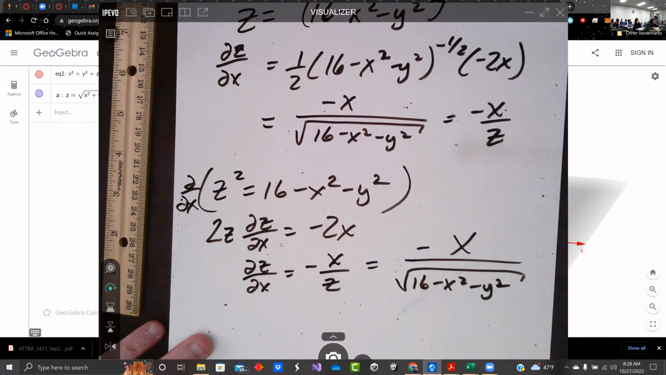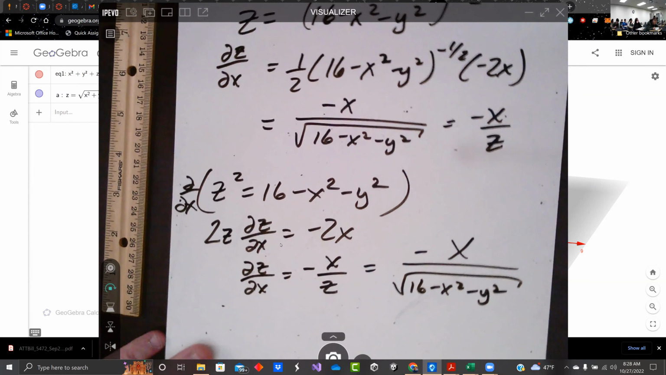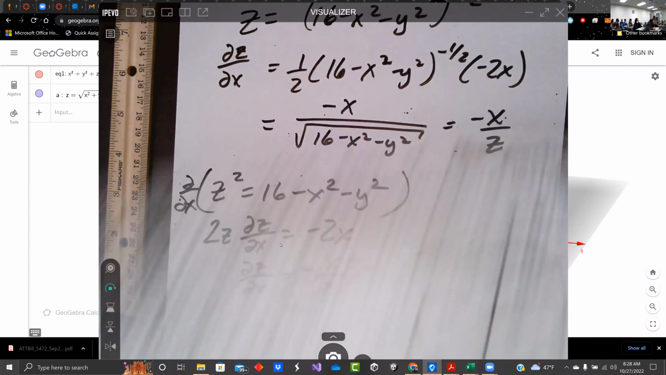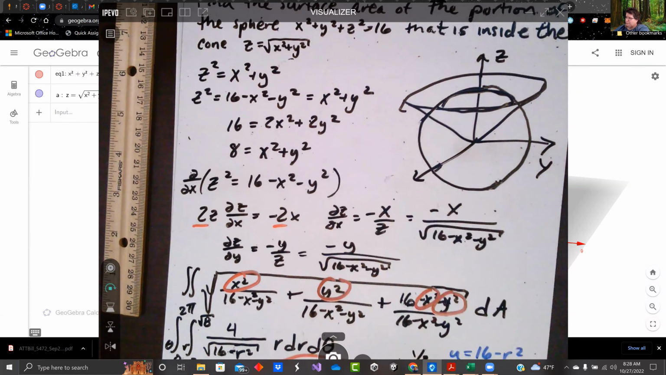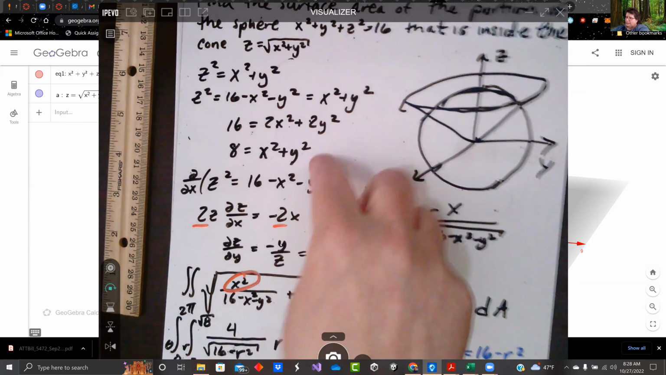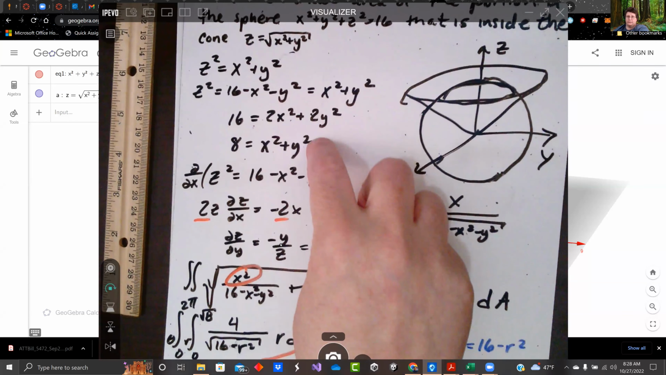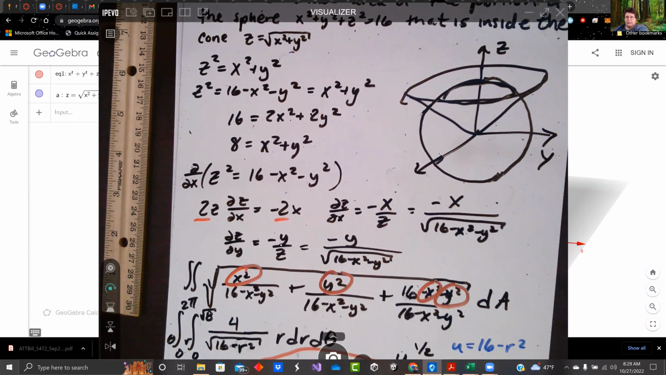How did you get your bounds again? We set the surfaces equal to each other because that's where they intersect. Way at the beginning. So it was that 8 equals x squared plus y squared thing? Yeah, that's where we got that. And so when we converted to polar, that's where I got the radius is 0 to square root of 8. Oh, okay. That's what I was saying.